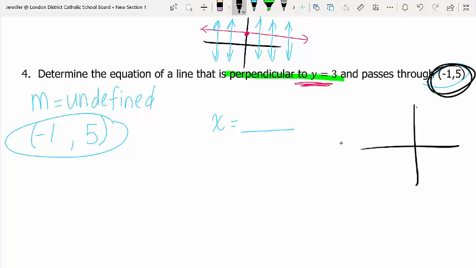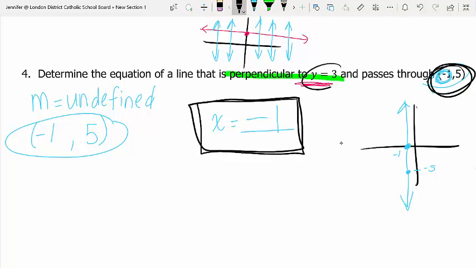Apparently our line crosses through -1 and 5. So that's about there, and then it's going to be a vertical line through that point. Okay? So obviously, since this is at -1, where does it cross the x-axis? At -1, which is also just the x-coordinate of that point. So the equation of our line that is perpendicular to y equals 3 and passes through that point is x equals -1.